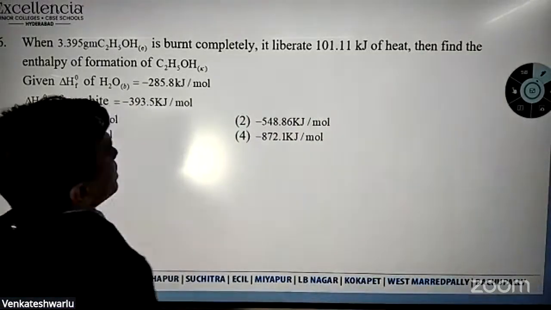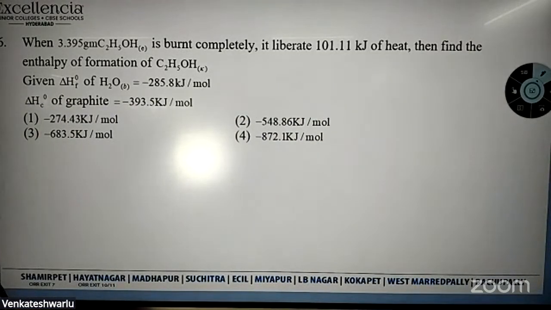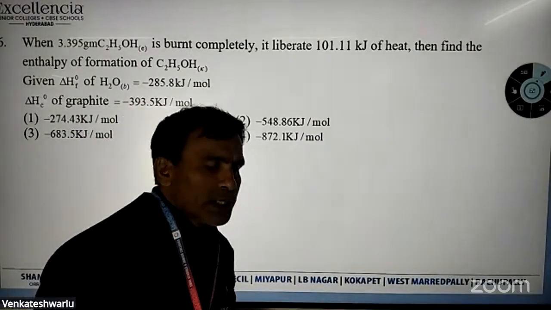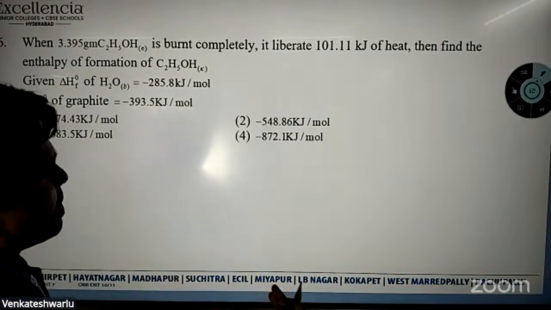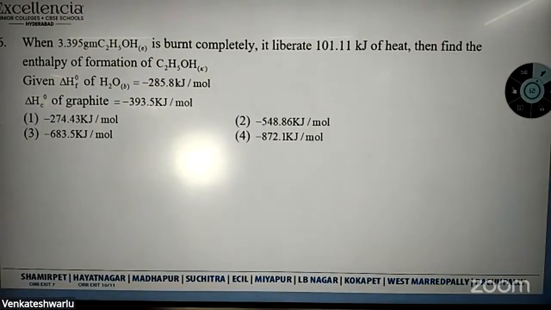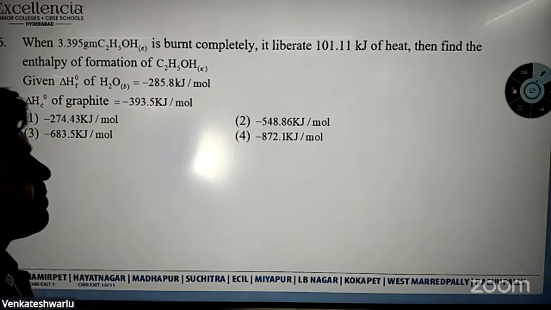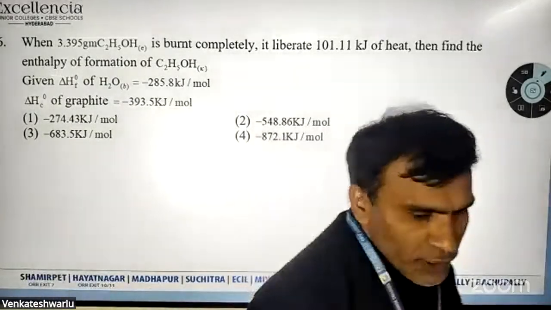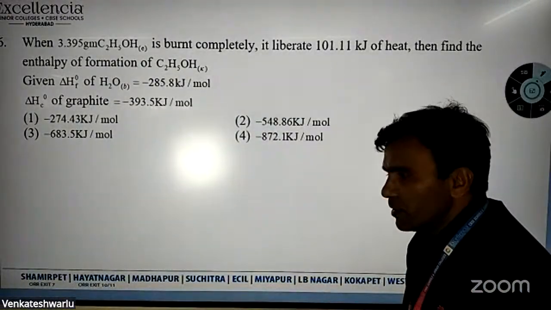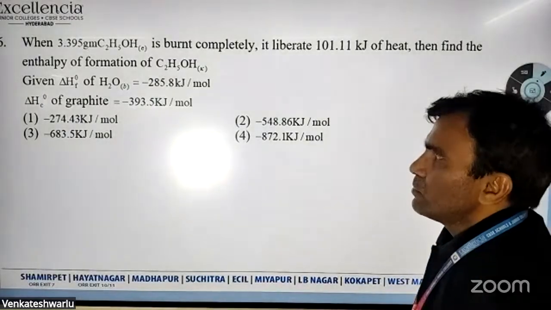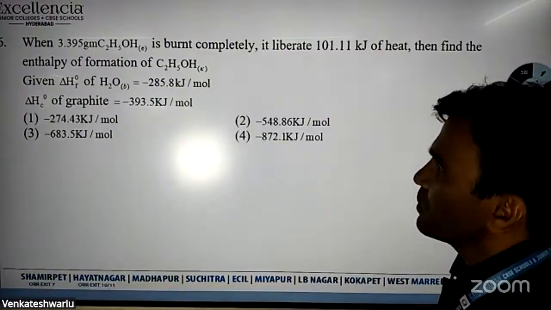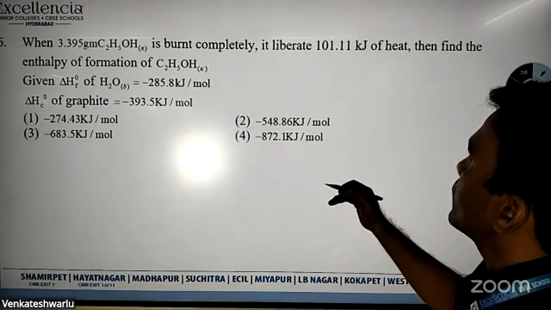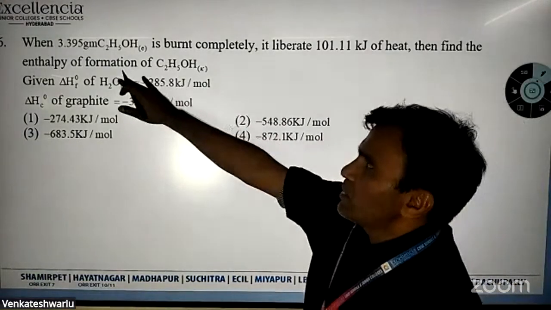Yes, so this is from thermochemistry. This question is given from thermochemistry. Of course, it's a very lengthy question. So better don't attempt this type of lengthy questions. If time is there, in the last minute you can do all this if sufficient time is there. Otherwise, don't attempt this type of questions. Obviously, it's a lengthy question. Okay, fine. So now let us read the question here.